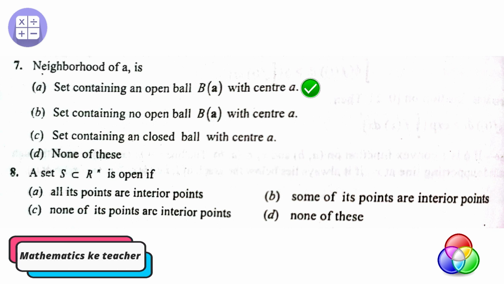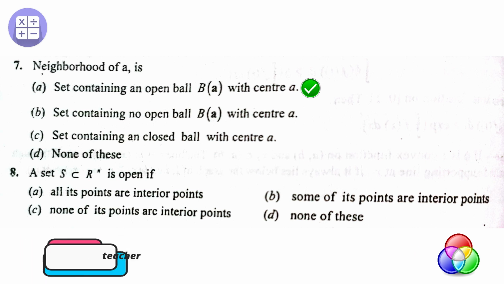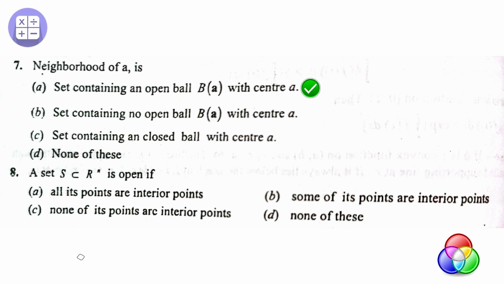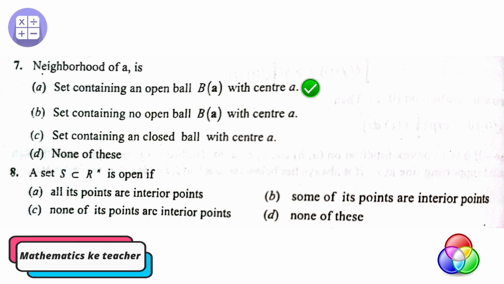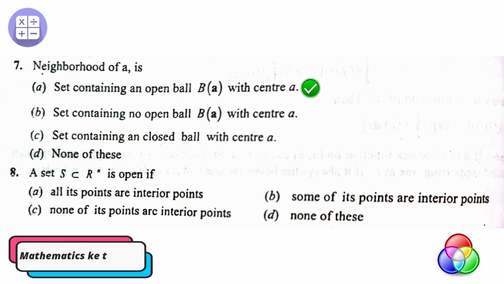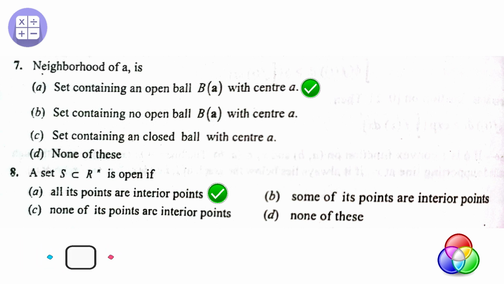Number 8. A set contained in R^n is open if: A, all its points are interior points. B, some of its points are interior points. C, none of its points are interior points. D, none of these. Correct option is A, all its points are interior points.